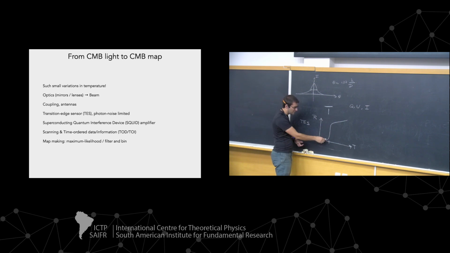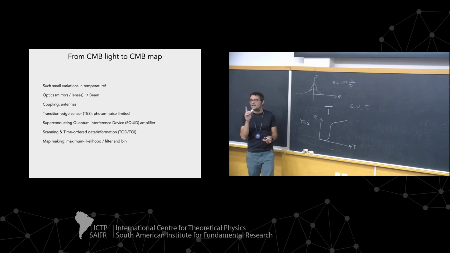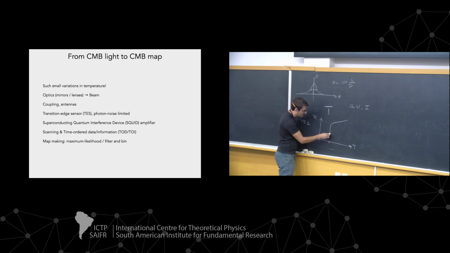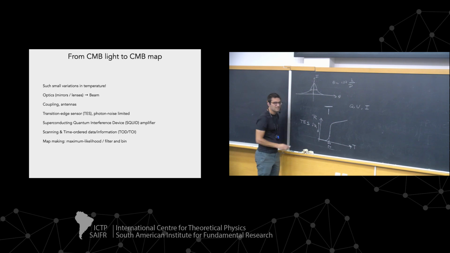So at low temperature, you are a superconductor. At high temperature, you are a normal conductor. But if you can keep your system right on this edge here, what happens is that a very small change in temperature will result in a very large change in resistance. And so that's how you get extremely sensitive thermometers, basically.